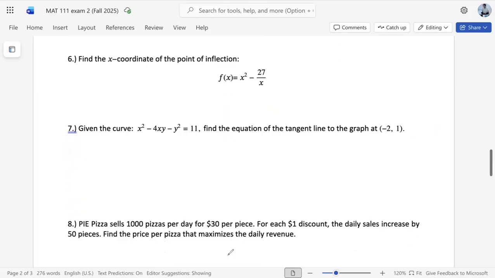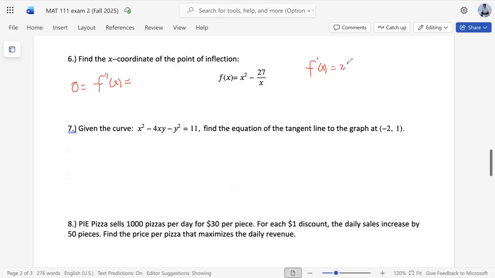Let's see 6. So we want to find the x value for the point of inflection, which means we need to find the first derivative, and also we need to find the second derivative. Then set the second derivative to be 0, right? So let's find the first derivative.